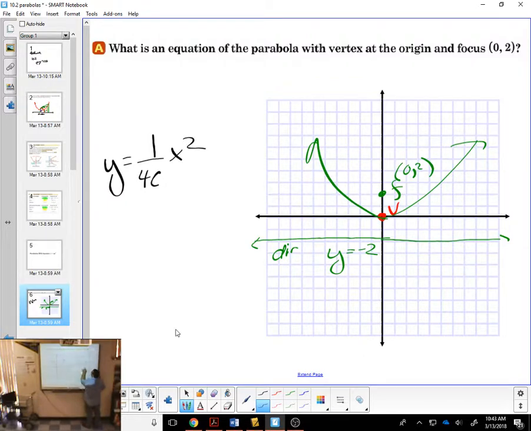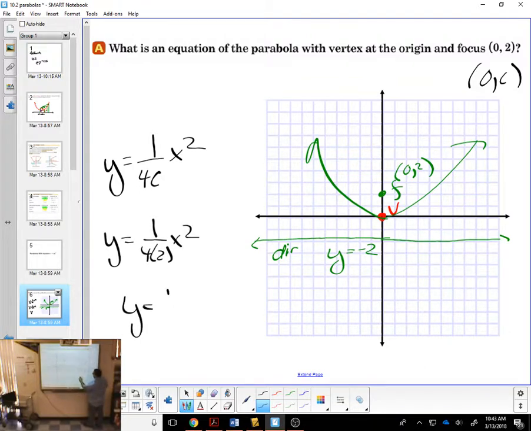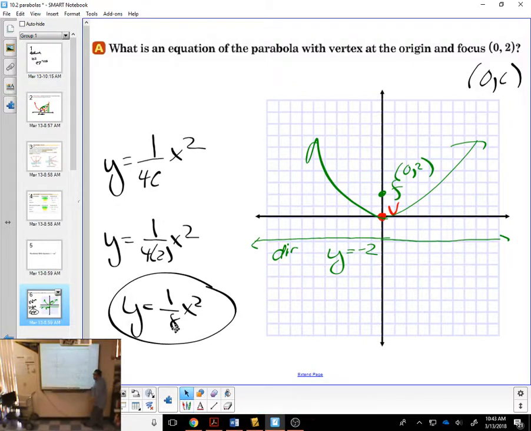Okay, so in order to finish this, I need C, don't I? Well, I know the focus is always in the form of 0, comma C. So what is C, my friends? 2. That means that y equals 1 over 4 times 2 x squared. The equation is y equals 1/8 x squared.